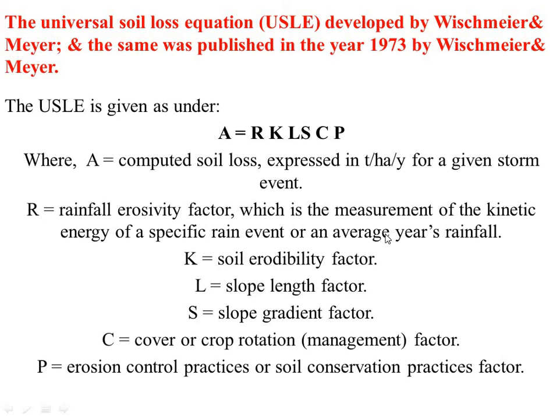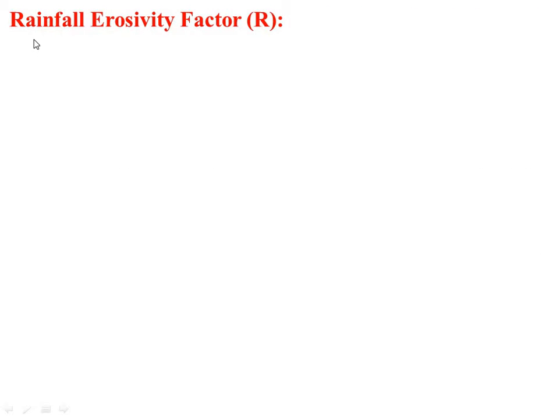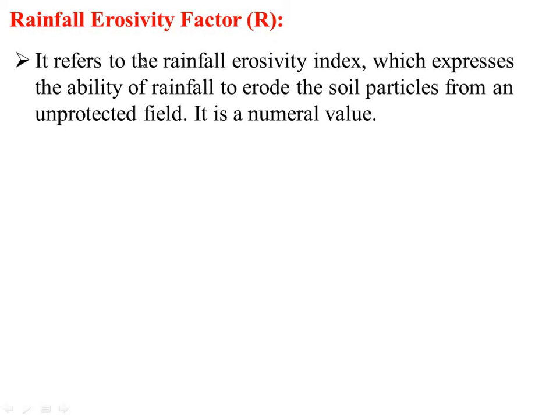So let us see these factors one by one. Let us see the first term, which is the rainfall erosivity factor, designated by the capital letter R. Rainfall erosivity refers to the intrinsic capacity of rainfall to cause soil erosion, and it is a function of kinetic energy, which expresses the ability of rainfall to erode the soil particles from an unprotected field. It is a numeral value.